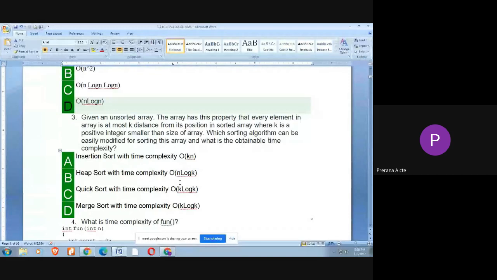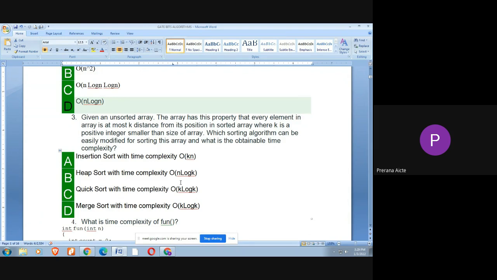Now coming to the third one: given an unsorted array, the array has the property that every element in the array is at most k distance from its position in the sorted array, where k is a positive integer smaller than the size of the array. Which sorting algorithm can be easily modified for sorting this array, and what is the obtainable time complexity?